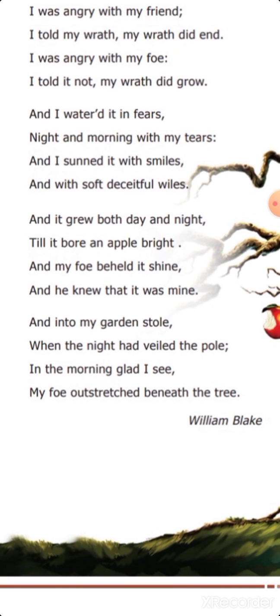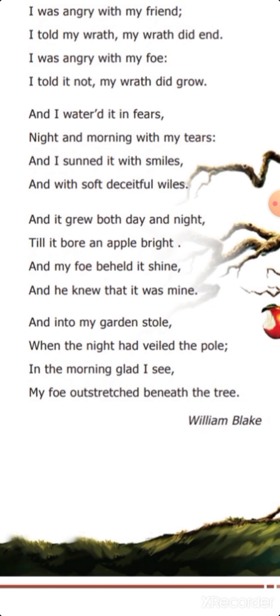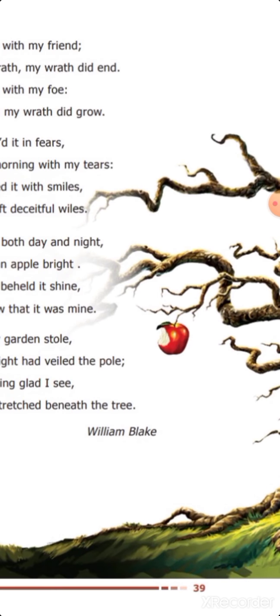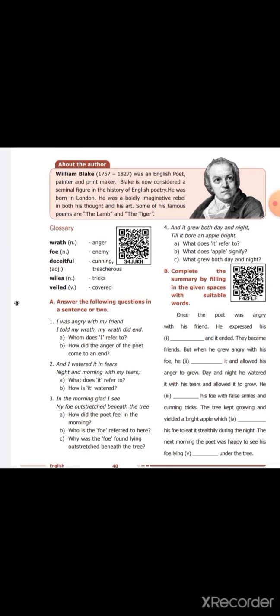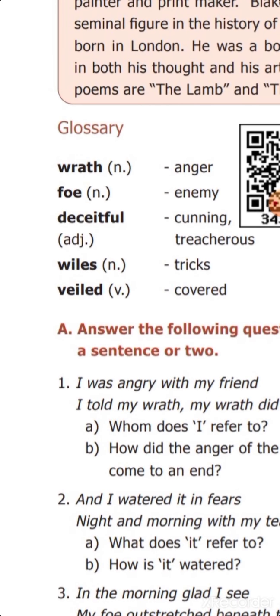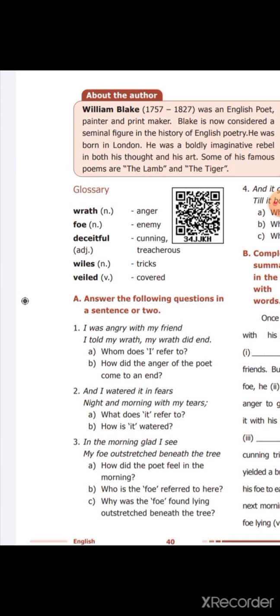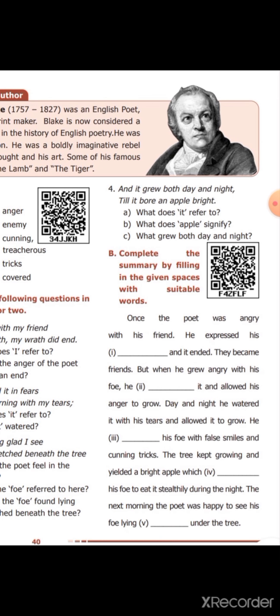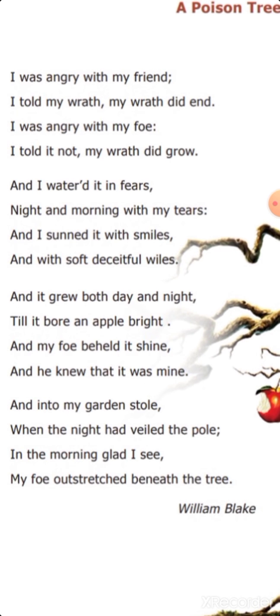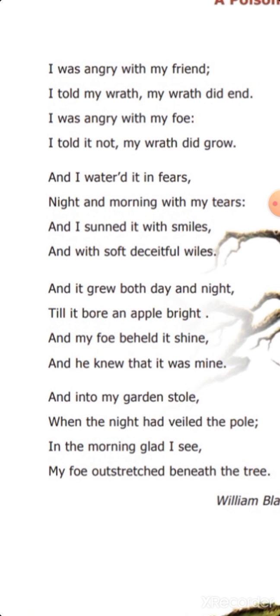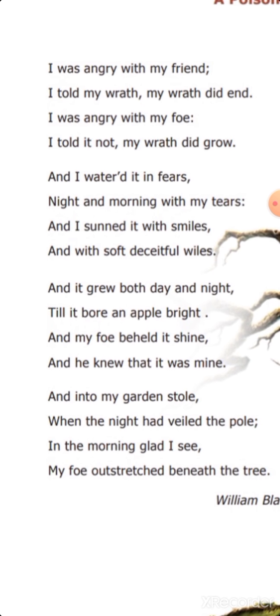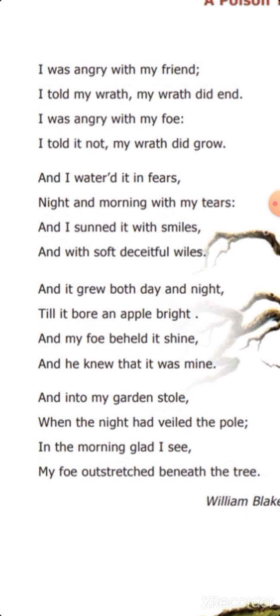And the next line, and with soft deceitful wiles. What did we say deceitful means in the glossary? You can see here on the page number, page number 40. Deceitful, I'll show you. Yes, cunning. What is the meaning of cunning, children? They will be very cunning. Deceitful means cunning, deceit. So tricks, wiles means tricks. So he was having so many deceitful tricks, he covered his soft, tricky, deceitful wiles. He didn't show in front of him that he is angry. He just smiled falsely and kept quiet in front of his enemy. That was the second stanza.